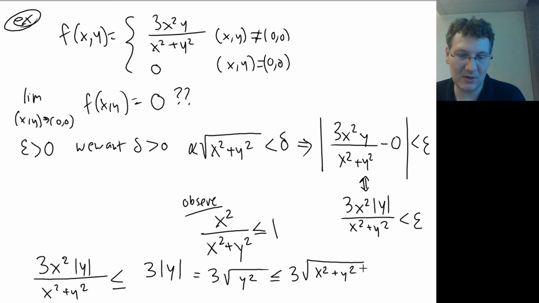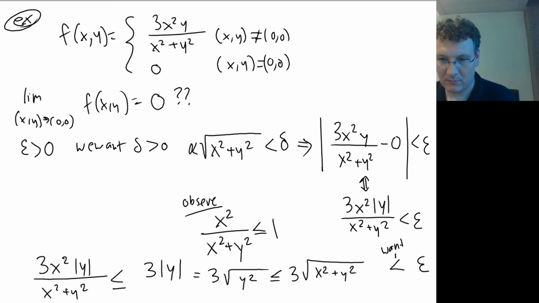X squared plus y squared is going to be no smaller than y squared, right? And if we want this to be less than epsilon, then we can just let delta be epsilon over 3. I'll show you what I mean.